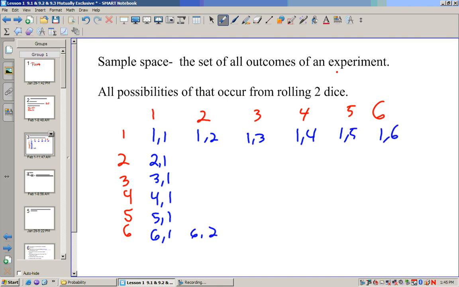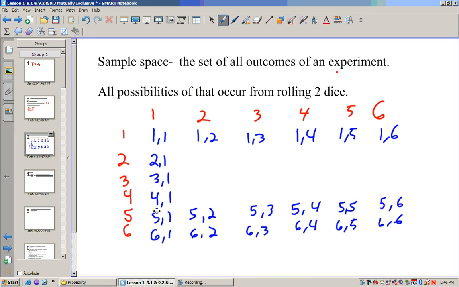Now, hopefully filling in the rest of this is pretty easy. It doesn't take a lot of thinking. You just fill in all of the different possibilities. So when we're done, we should have 6 times 6, or 36 different outcomes. This specific sample space is really important for a lot of probability questions, because a lot of probability comes back to dice. Also, a lot of probability goes to cards, and we'll talk about that in a little bit.